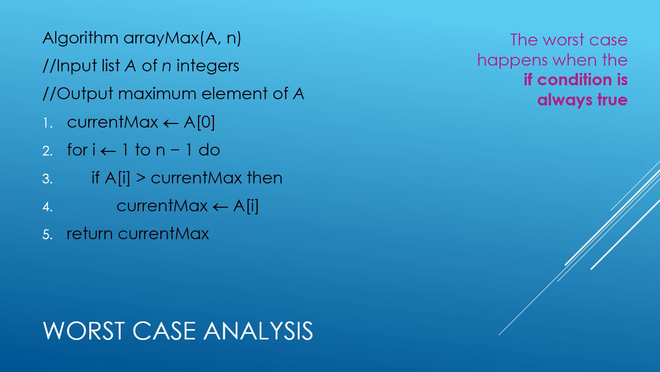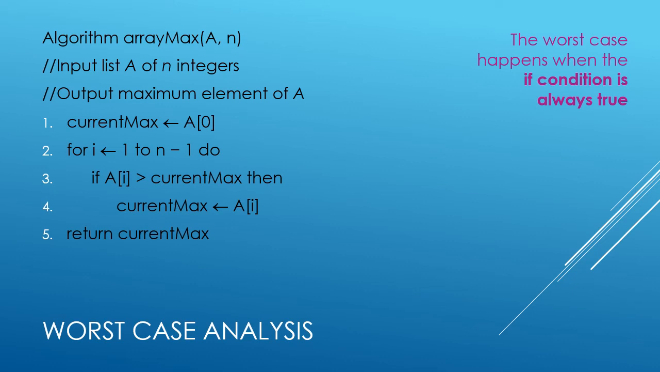What kind of input leads to worst case? Consider that your list is sorted in ascending order. A is 7, 9, 15, 17. So when you begin, you put 7 in current max. But when you compare 7 with 9, 9 is larger. So you put 9 in current max.